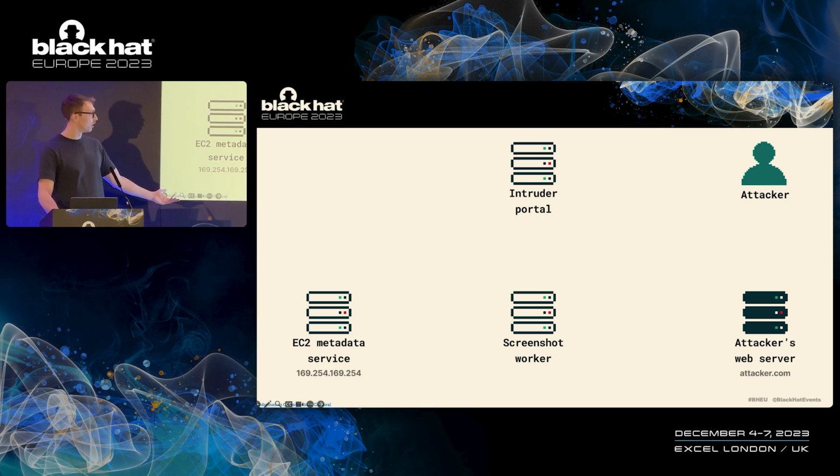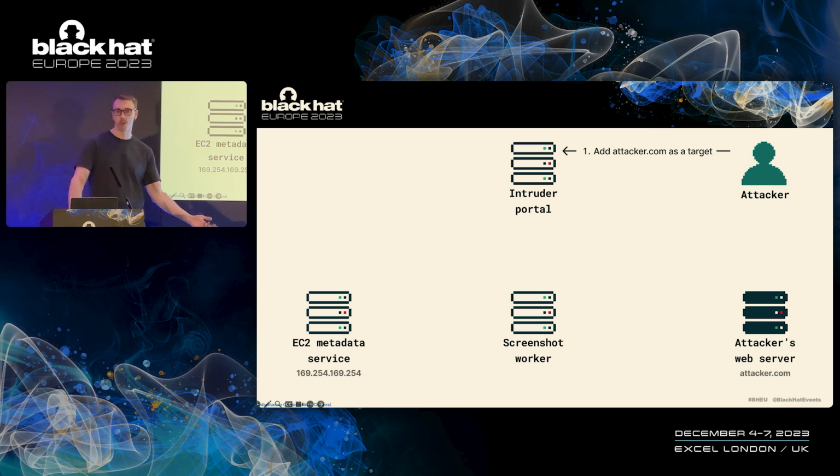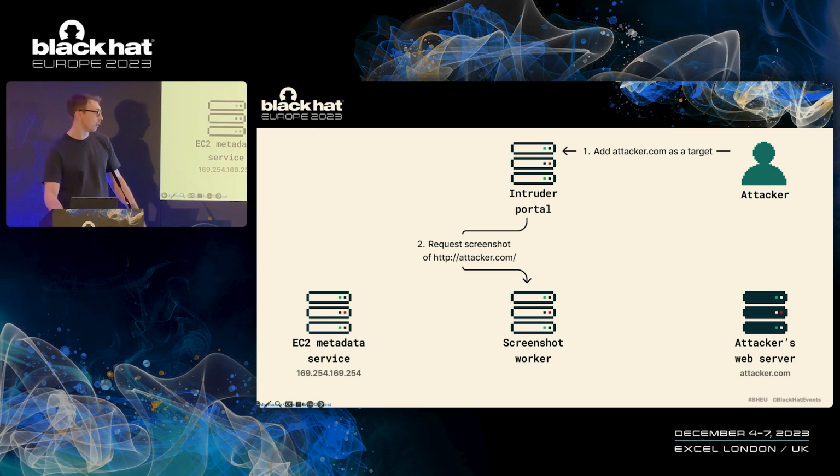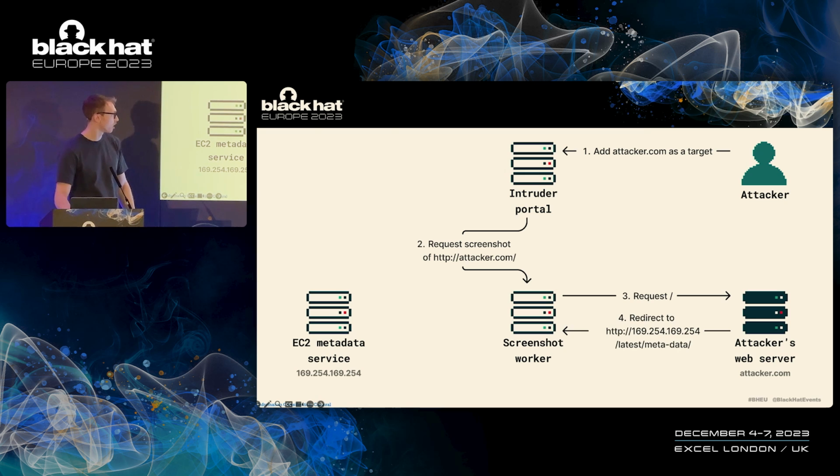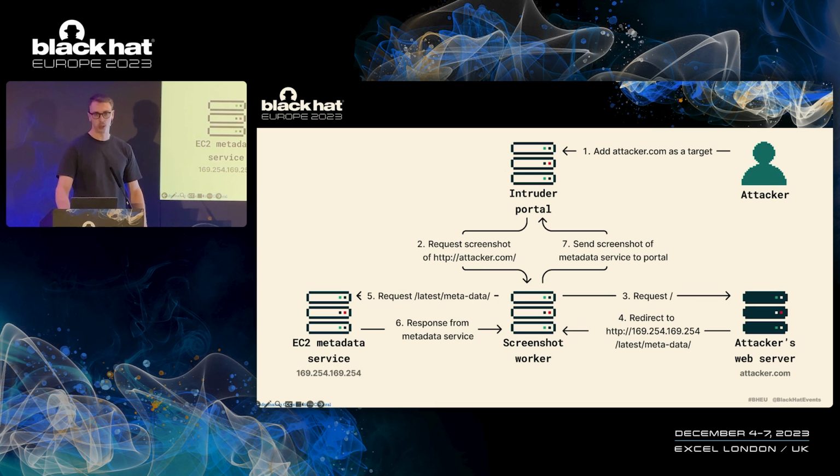Here's what's happened. The attacker starts by adding attacker.com as a target. This is a web server under their control. Our portal sees there's a web server on there, and it tells the screenshot worker, hey, can you get me a screenshot of http://attacker.com? The screenshot worker reaches out to the attacker's web server at attacker.com. That then redirects to the metadata service. So that IP address is always used for the metadata service, and that's the base path of the API. The screenshot worker then loads the metadata service and takes a screenshot of it, sends it back to the portal, and then the attacker can see the screenshot of the metadata service.